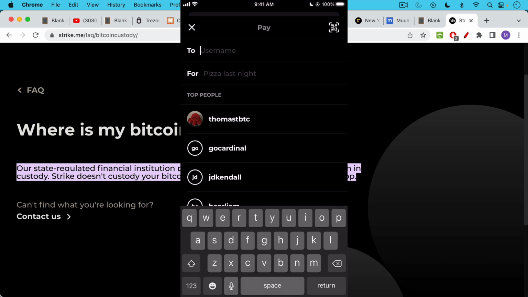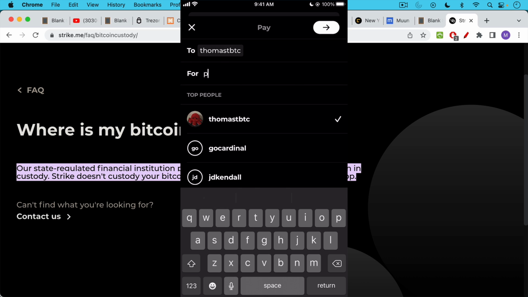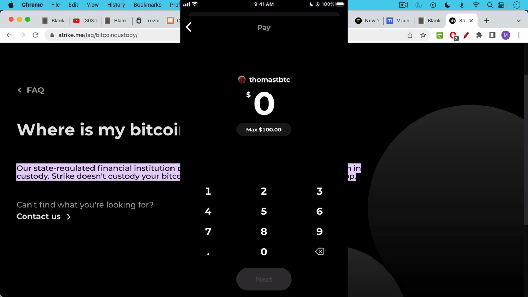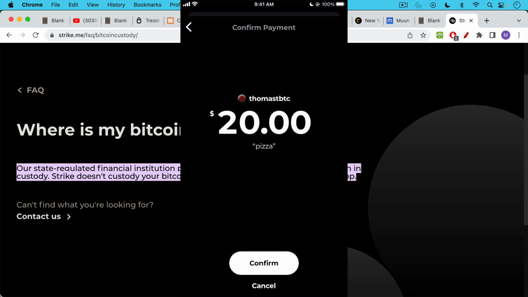I'll just use Thomas T BTC here. I'll say this was for pizza last night. I'll click the white right arrow and I will pay him back $20. I'll just click the next button. And if I hit this confirm button, it will send $20 to Thomas T BTC.